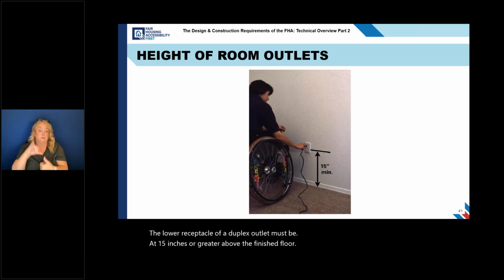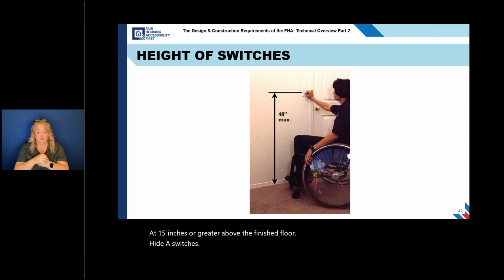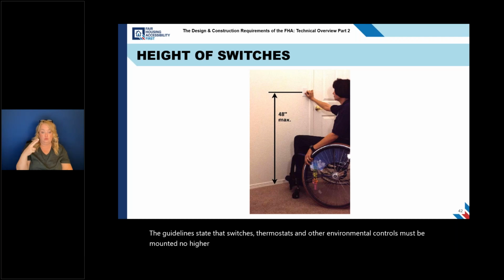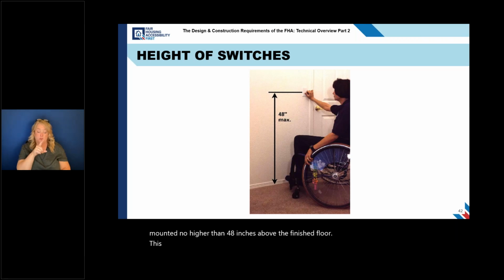Height of switches. The guidelines state that switches, thermostats, and other environmental controls must be mounted no higher than 48 inches above the finished floor. This height applies regardless of whether the position of a wheelchair can make a parallel or a forward approach.